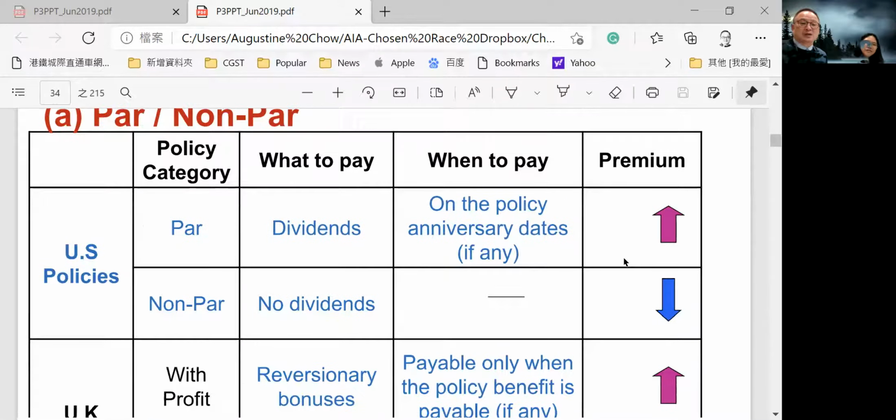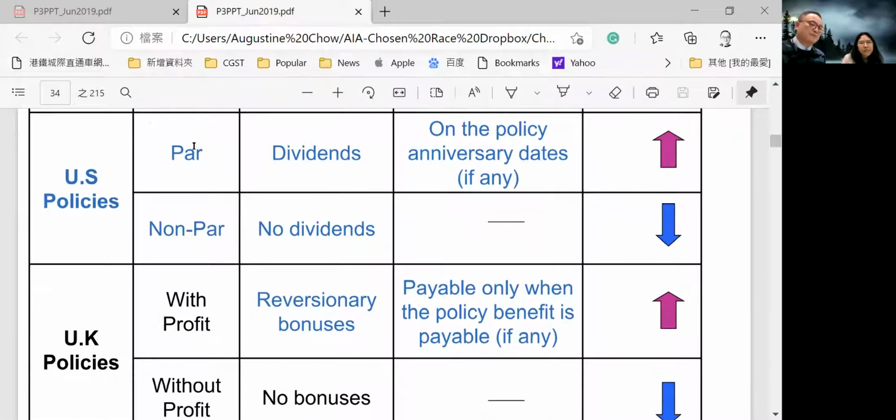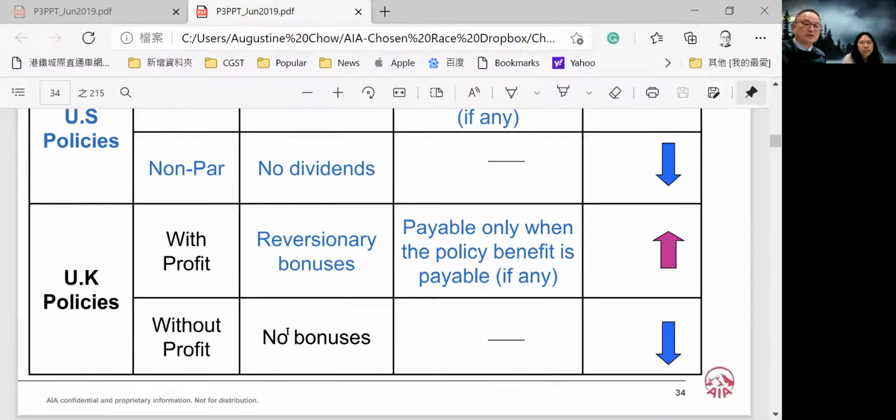Ask questions. Okay, par and non-par, these two terms. Par means participation. You're participating in the profits, call it dividends, or non-participating in the profit, no dividends. Or in UK terms, we call it profits or reversion bonus, same thing. Terminal bonus, without bonus. Normally, for savings, the endowment policy always comes with the reversion bonuses.